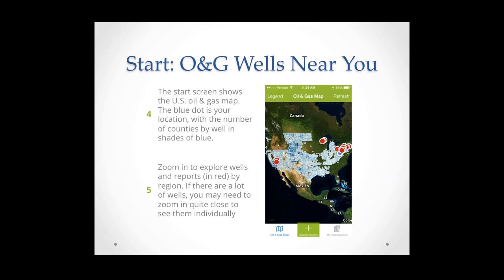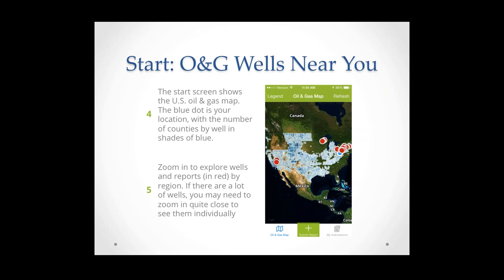Next, you will see a map of the U.S. Every time you log in from here on out, this will be the first screen that you come to. The shades of blue on the map reflect well density by county, with darker blues indicating more wells. The blue dot, which is actually shown here, was where I was when I took the screenshot of this, is your location. The red dots are user reports, but we'll get into that in a bit.